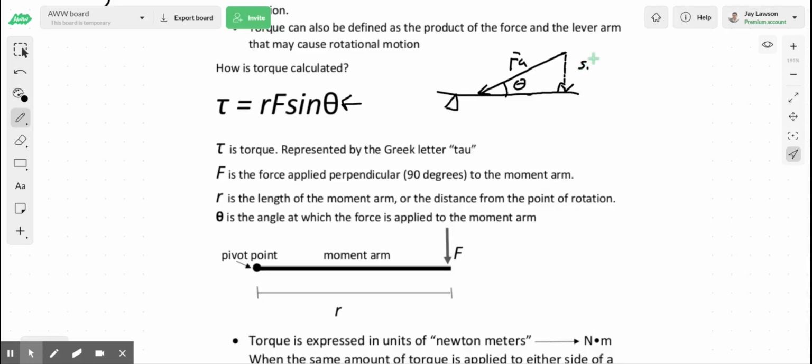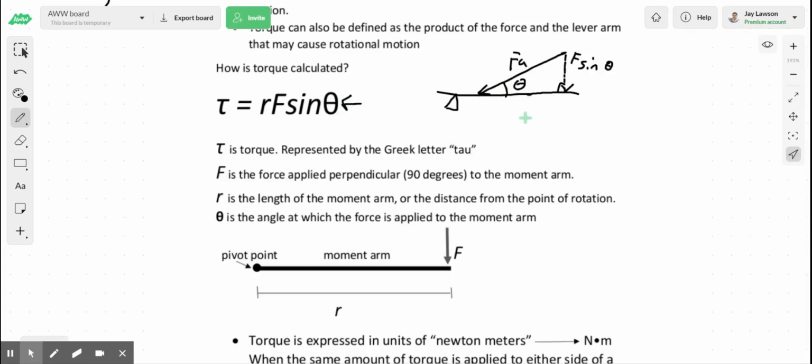So by trigonometry, we know that the side opposite of theta must be F sine theta. I'm not going to go into that. That's prerequisite to this course. But that has to be F sine theta, this vertical component, because not all of this force that's at an angle is causing rotation. Only the component of the force that's vertical and perpendicular to the lever arm is causing rotation. So that's where that comes from.